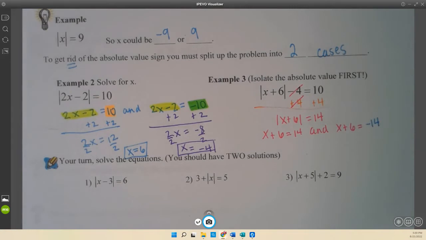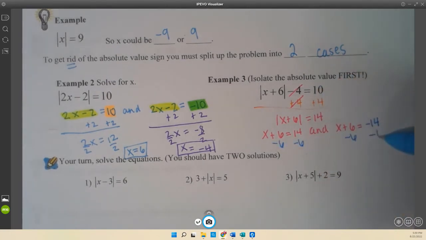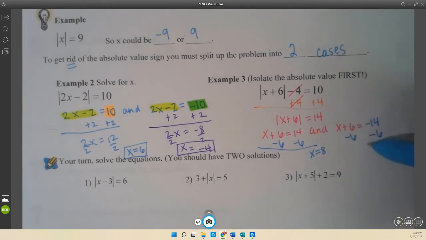So you could say "and" would be more appropriate. This and this are the solutions. But I'm not a huge stickler on that. I'm going to continue solving. x = 8. x equals, this side would be -20.